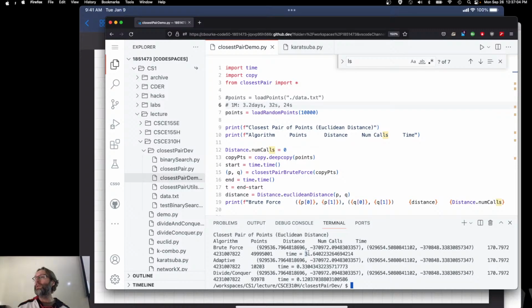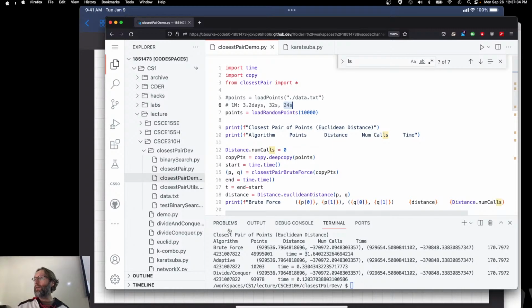It was about 31 seconds. What did I say? 25 seconds? So we're in the ballpark there. And using that and extrapolating, I said, well, if I went up to 1 million, you cannot take 3.5 days to solve that problem. But the other two were very, very comparable. 32 seconds for the adaptive and 24 seconds for the non-adaptive, the straight up divide and conquer strategy.